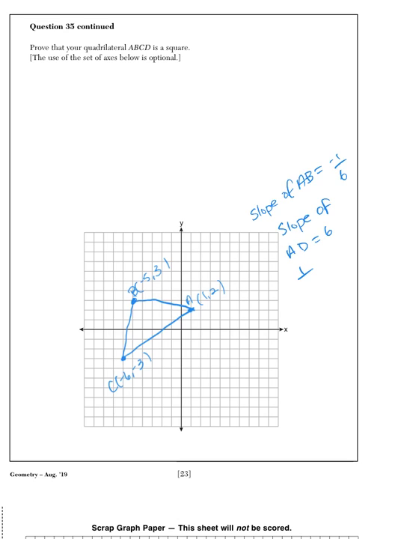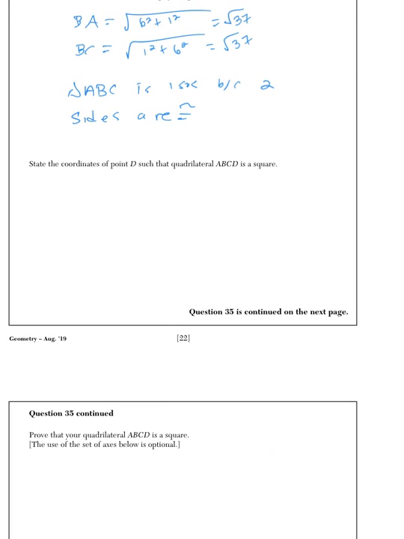So I'm going to go down 6, 1, 2, 3, 4, 5, 6, and I'm going to go left 1. Negative 6 over negative 1 is just 6. So that's D. And then it asks me to state the coordinates of that. So that's (0, -4). You must make sure you answer the question. You must make sure you put it in parentheses, okay? It's always the job of the student to communicate to whoever is reading their paper.